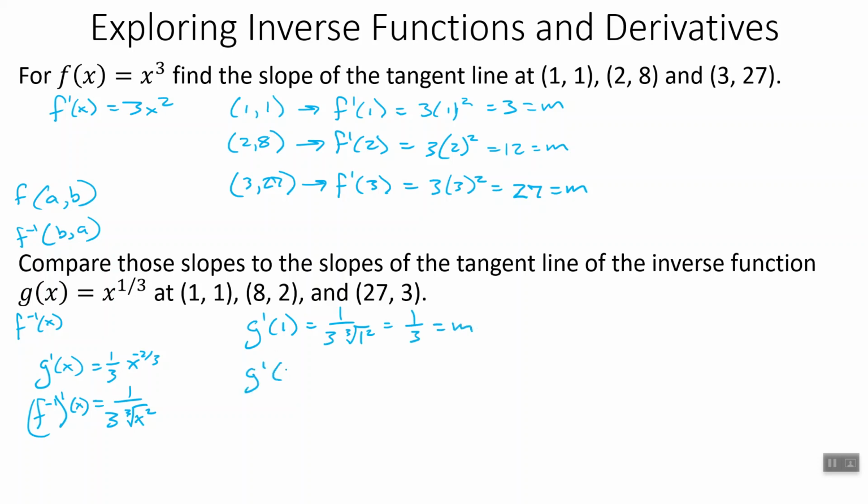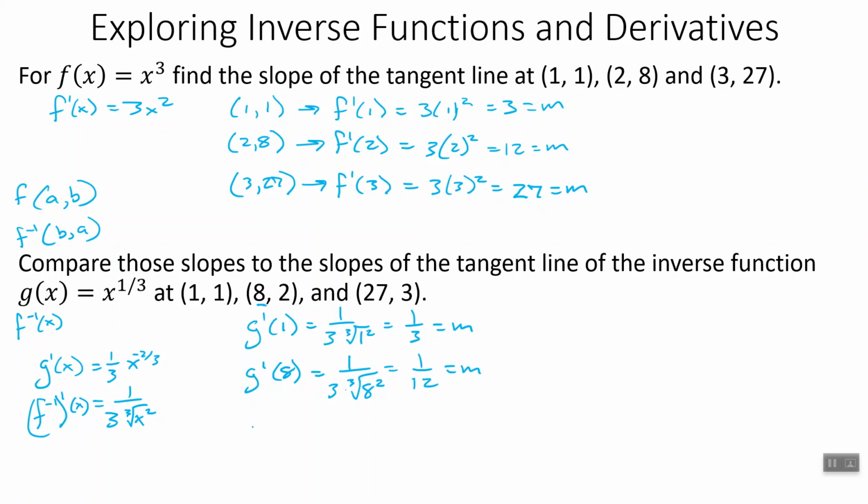Let's look at g prime now of 8 as our x value. We get 1/3 times the cube root of 8 squared. Well, we could do the cube root of 8, and that would get us 2. Square it, that's going to give us 4. Or we can square 8 first and get 64, and take the cube root of 64 and get 4. Either way, we get 3 times 4 on the bottom, which is 12. So we get 1/12. 1/3 and 3, 1/12 and 12.